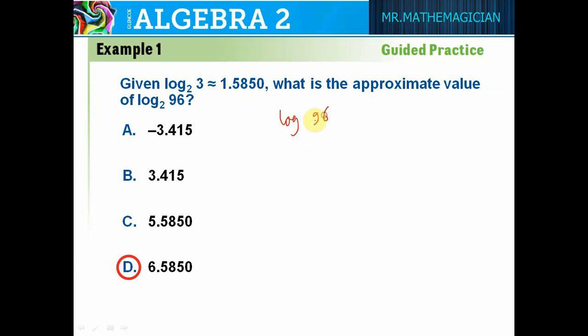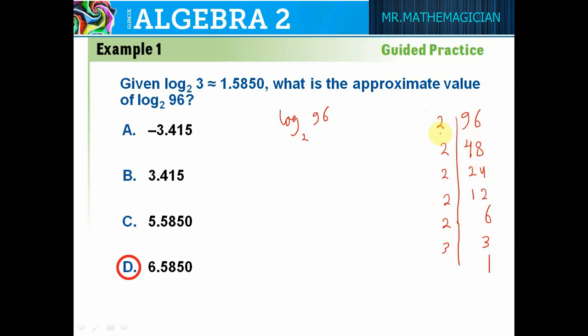Log 96 base 2. I'll take 96. Let's divide by 2. This will give you 48. Divide by 2 again will give you 24. Divide by 2 again, this will give you 12. Divide by 2 again will give you 6. Divide by 2 again will give you 3. Divide by 3 will be 1.